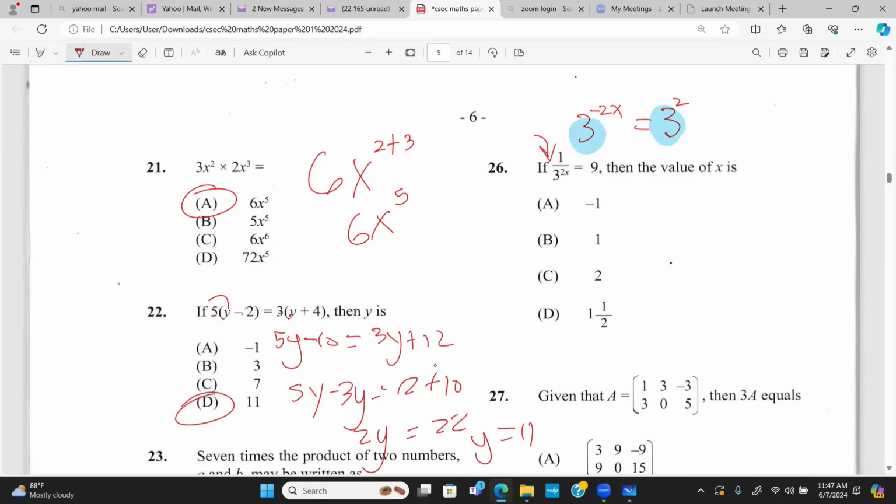So when the bases are the same, I could drop the base. So what we have is -2x equal to 2. As you could see, if I divide both sides by -2, x is equal to -1. Where is that? A. So x is equal to -1.